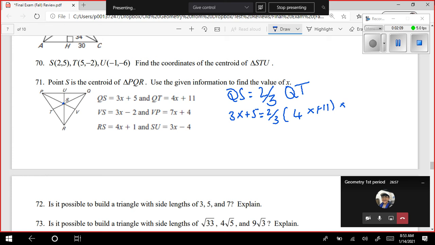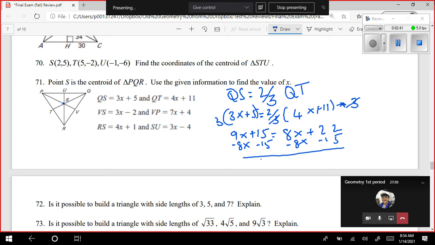Multiply by 3 on both sides so that these 3s will get crossed out. 3 times 3 is 9. 3 times 5 is 15. And you have 2 times 4x, which is 8x. And 2 times 11 is 22. Subtract 8x from both sides and subtract 15. So that gives us x equals 7.